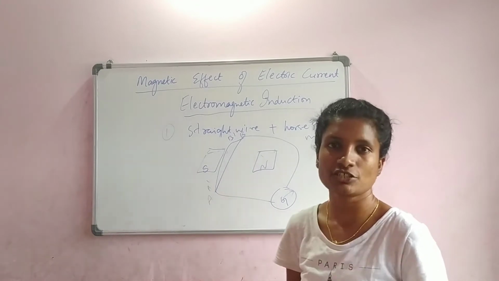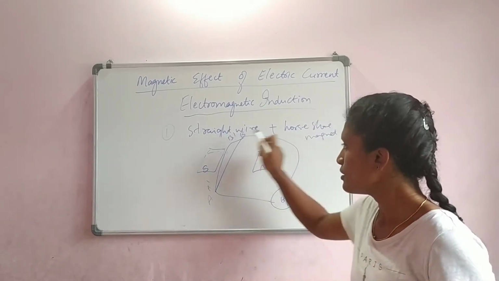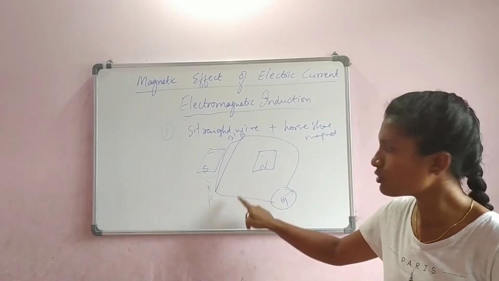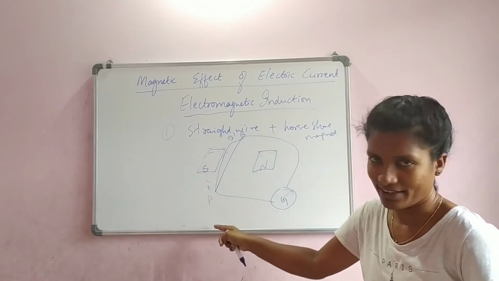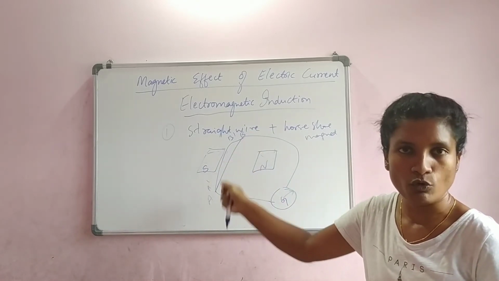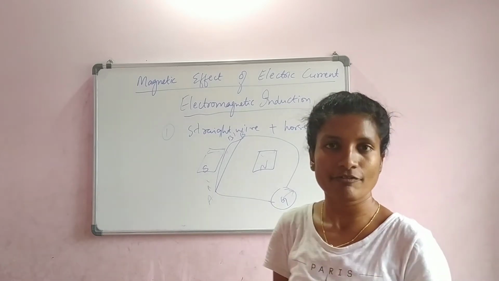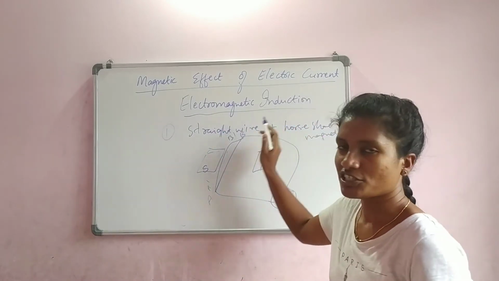There will be variation in the pointer. This shows there is electricity present in the circuit. If you closely observe, there is no battery source connected. We only had two magnets and a wire, and we made a little bit of movement in it, so it generated electricity. This shows a magnetic field can generate electricity. This is called electromagnetic induction.